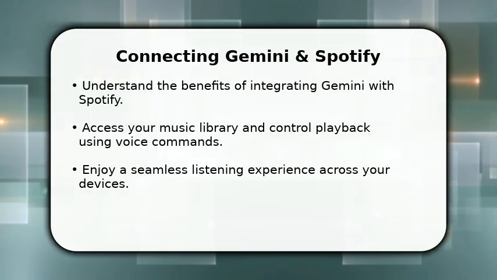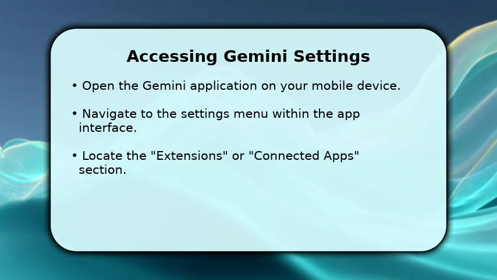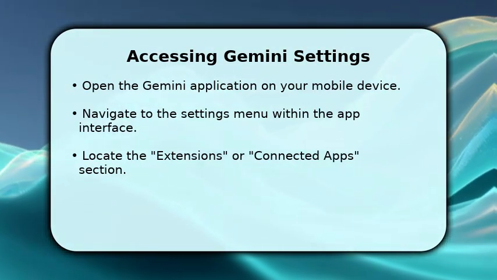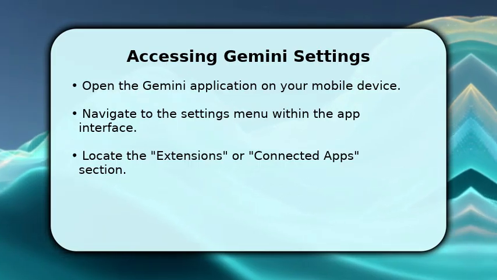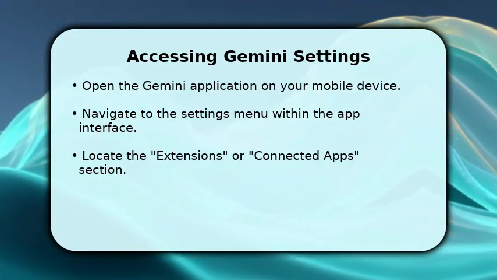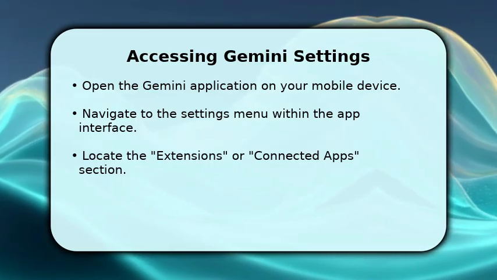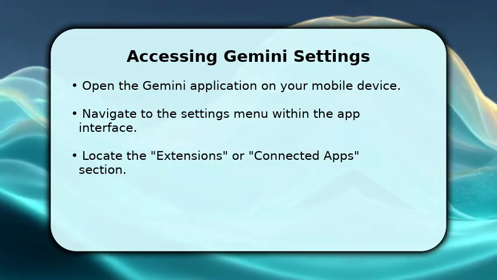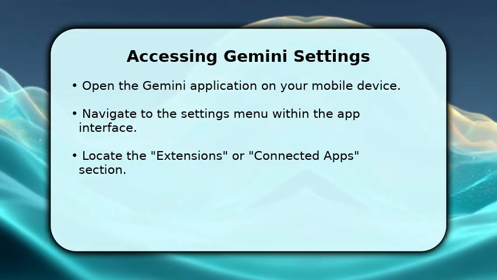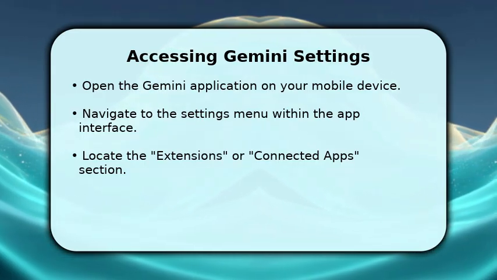Let's get started on setting up this fantastic integration. First, open the Gemini application on your smartphone or tablet. Once the app is open, look for the settings icon, usually represented by a gear or 3 horizontal lines, and tap on it. Within the settings menu, you will need to find the section dedicated to integrations or connected applications. This area might be labeled Extensions, Connected Apps, or Services. This is where you will manage all third-party connections.